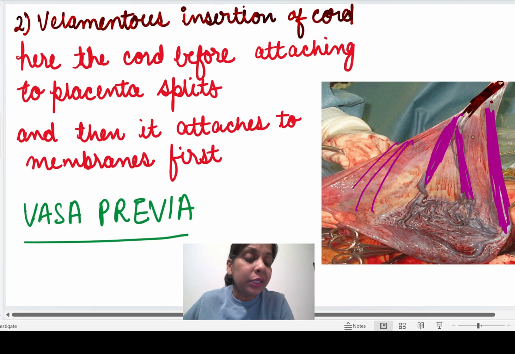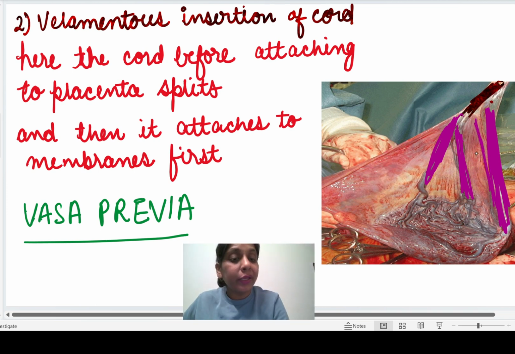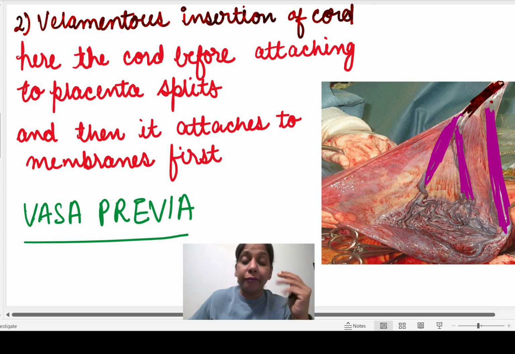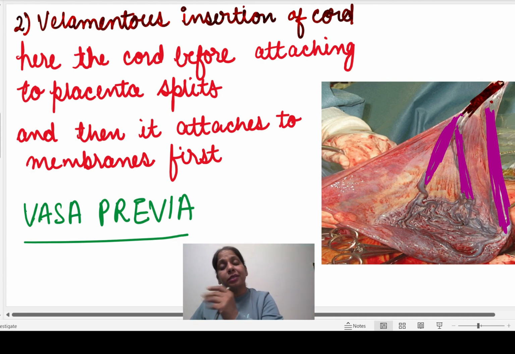See, these are the membranes. They will clearly show you the membranes. So now, it is clear to you what is Velamentous insertion of cord. Velamentous insertion of cord means that the vessels are separating beforehand, and they are inserting on the membranes, right?